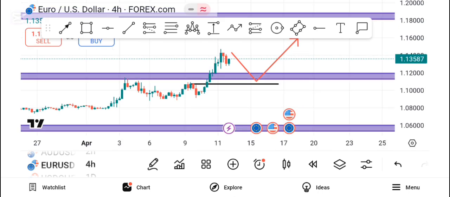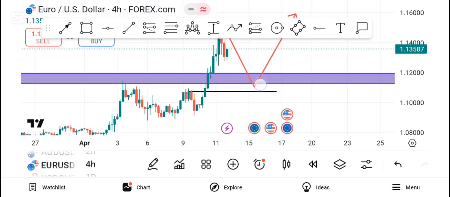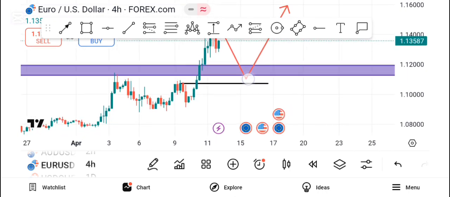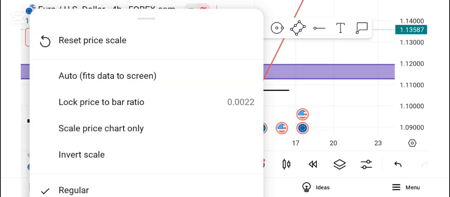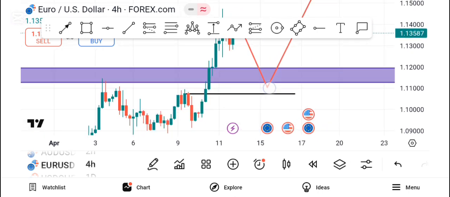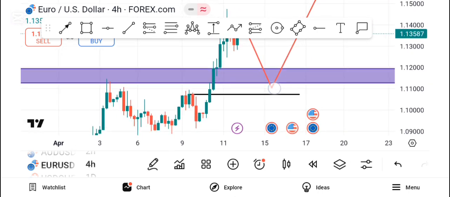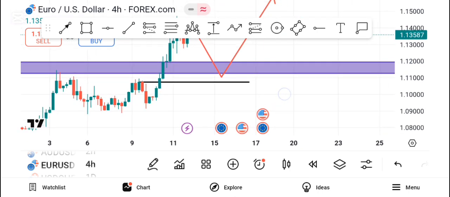Okay, this is the setup on Euro USD. Waiting for the retest on this level over here and wait for confirmation. I don't know what to use for a confirmation. You can use your own confirmation. I'll use my own confirmation and buy this trade from here. So this is the complete technical analysis on Euro USD.